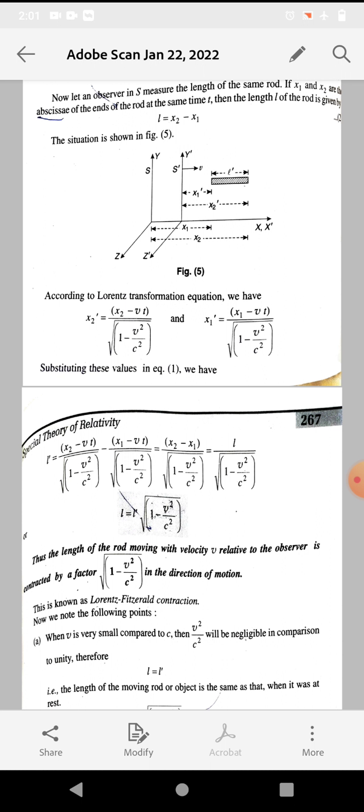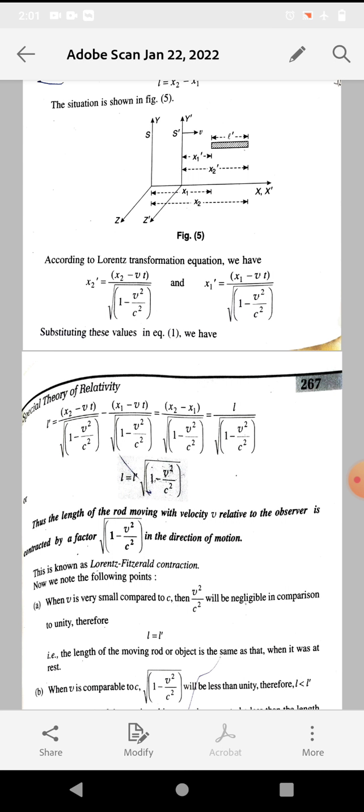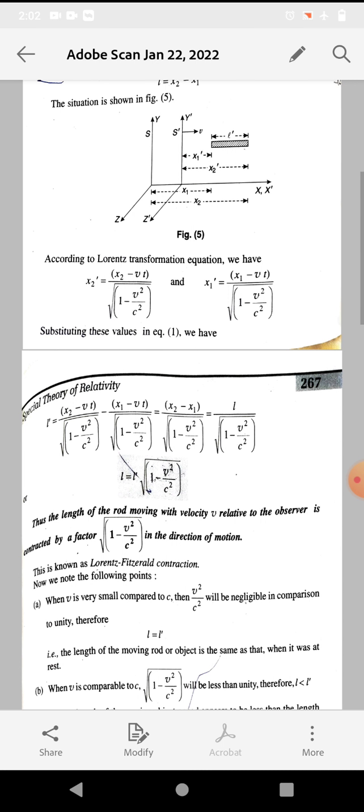In whichever direction the rod is moving, only in that direction does the length of the rod appear to us to decrease, but actually its length is constant. But when it moves at a speed comparable to the light velocity, the length appears to decrease. That's why it is called length contraction.